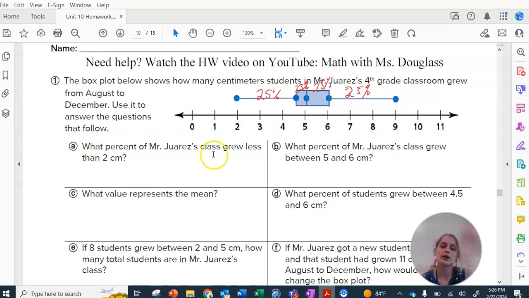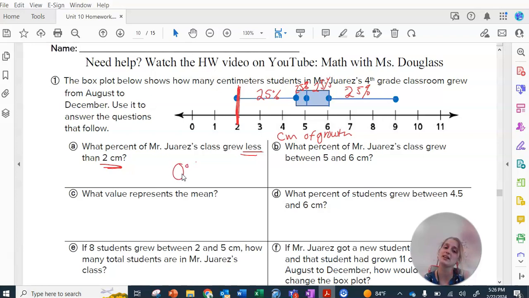What percent of Mr. Juarez's class grew less than 2 centimeters? When you read these problems, you want to immediately look for the 2 centimeters because this box plot is talking about centimeters of growth. We're measuring how tall people are in Mr. Juarez's class. So 2 centimeters. And then you need to think about, did it say less than? Did it say more than? Am I looking to the left of that 2 or to the right? We're looking to the left, and I don't see anything over there.